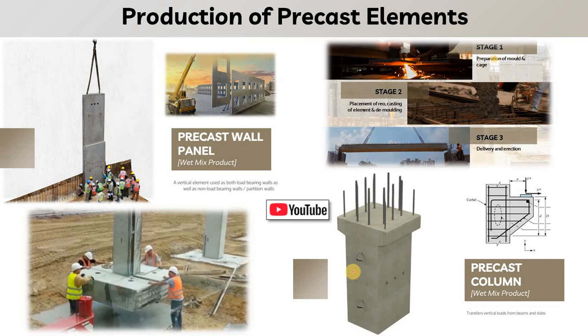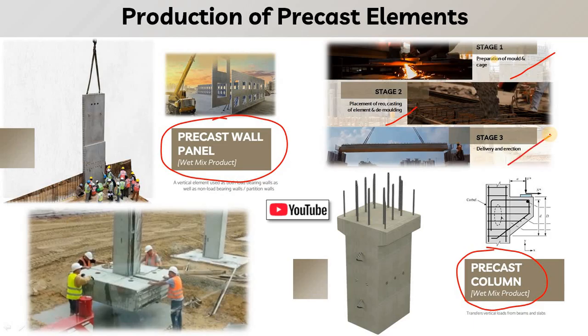However, the production procedure for the wall panel has been considered in this video, where we have covered the production in depth, and also the precast column, where we have already discussed the production of the column. So the concept ultimately remains the same, where it includes the mold preparation and fabrication, then the placement of the reinforcement cage, and then casting of the elements and demolding, and the third is the erection.